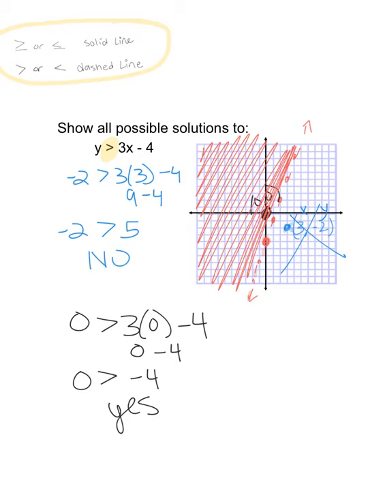So overall, you're going to graph the line with the slope and y-intercept, decide if it should be a solid line or a dotted line, and then test a coordinate to see if it works in the inequality. If the inequality is true, then you shade that side of the graph where the coordinate was. If it was false, you know it's wrong, and you would have to shade the opposite side.